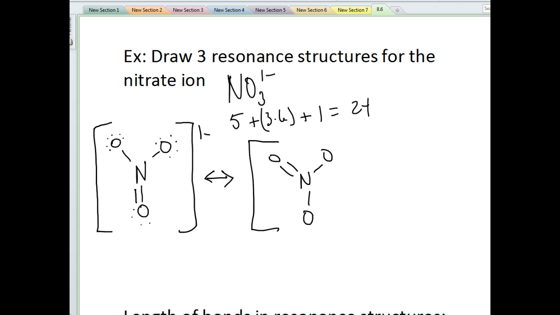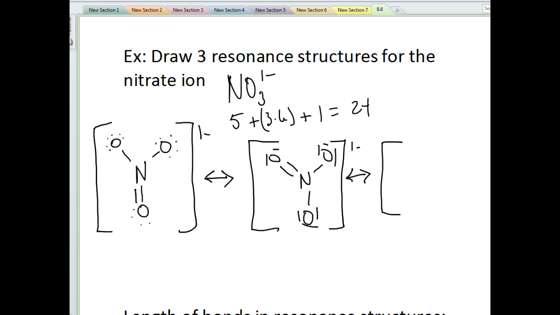Now I'm going to do something that I may have done before. I didn't really talk about it, but instead of making dots, I'm just going to make lines. Each line represents 2 valence electrons, which is a valid way of doing things here. You can do it that way too if you like, or draw the dots if you want to as well.